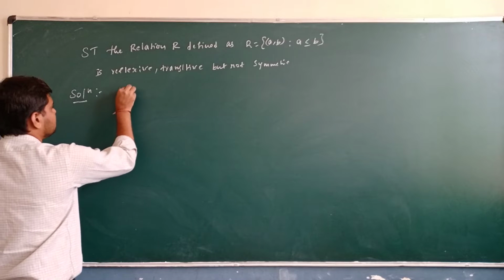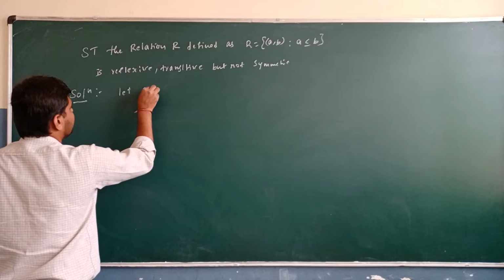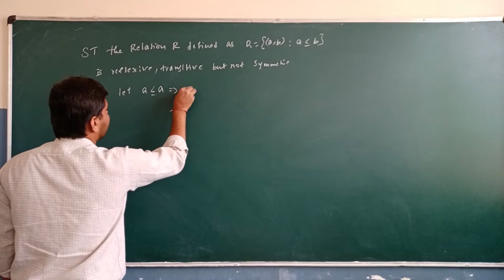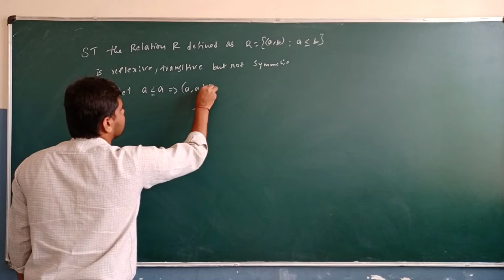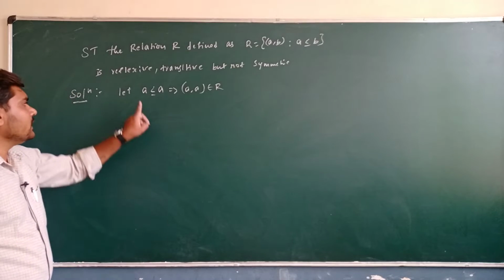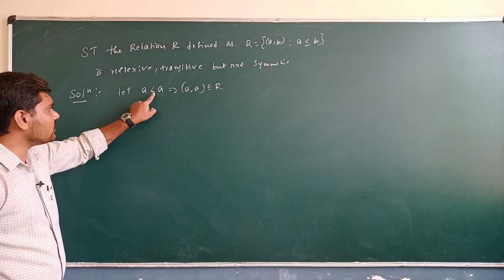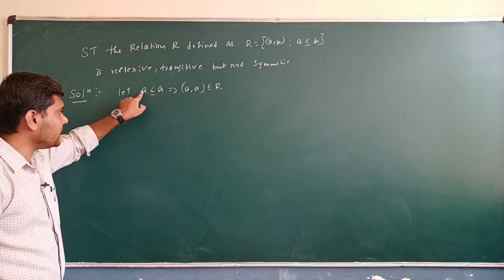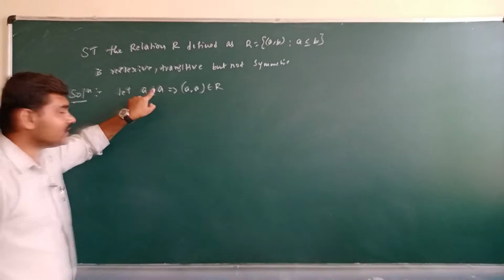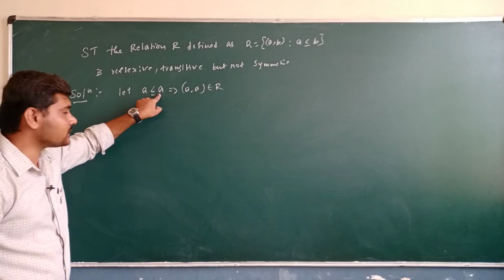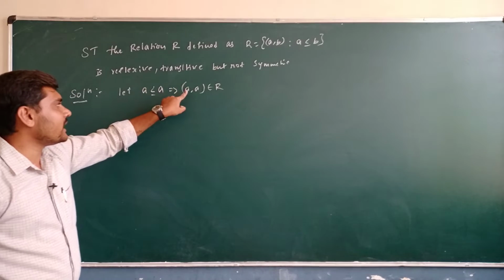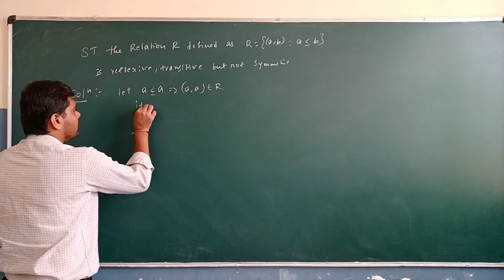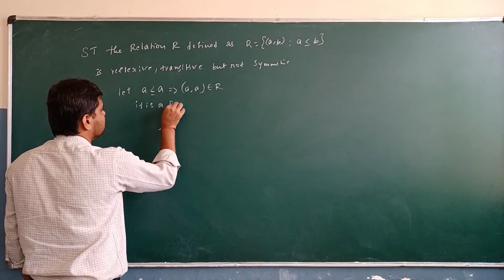so let a less than or equal to a, it can be a member of the relation R. a less than or equal to a has the property of equality, that is a is equal to a. Does it satisfy this property? Yes, it is going to satisfy the property (a, a) belongs to R. So it is reflexive.